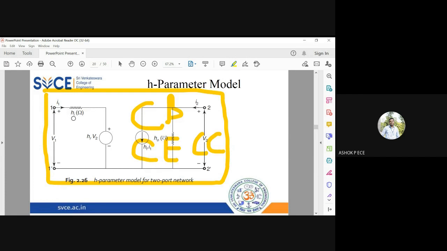The only thing is, next to HI you have to put an E, that's all. Otherwise, the thing is going to be the same. This is the generalized H parameter model for your transistor. From this diagram, you can draw three separate diagrams for common base configuration, common emitter configuration, and common collector configuration. Okay. So this diagram you should understand.